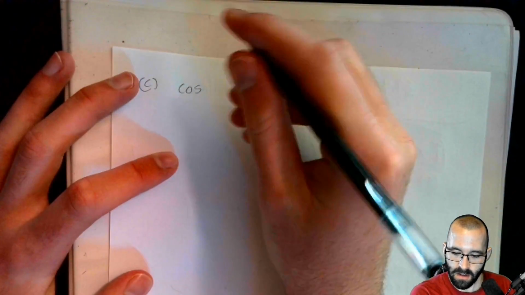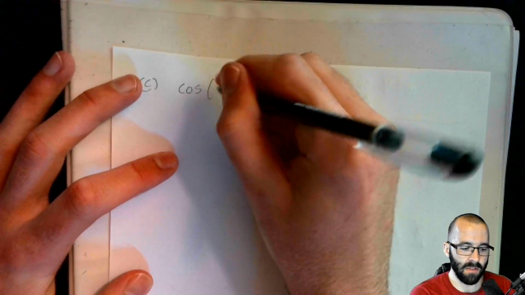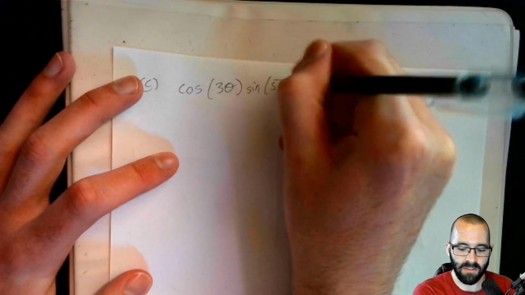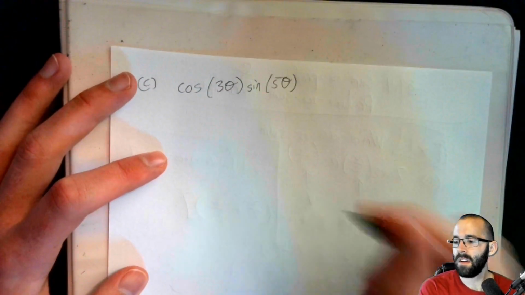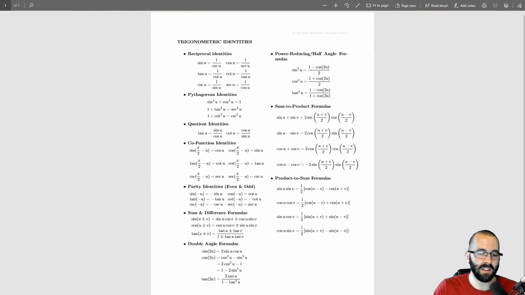This is, again, most of what we're doing today. Let's just do another one. Just get more practice. Okay, part C. Cosine of 3 theta, sine of 5 theta. So again, figure out which one you have to use. We've got a cosine and we've got a sine. Sine, sine, cosine, cosine, sine, cosine, cosine, sine. Okay, so we use the last one.